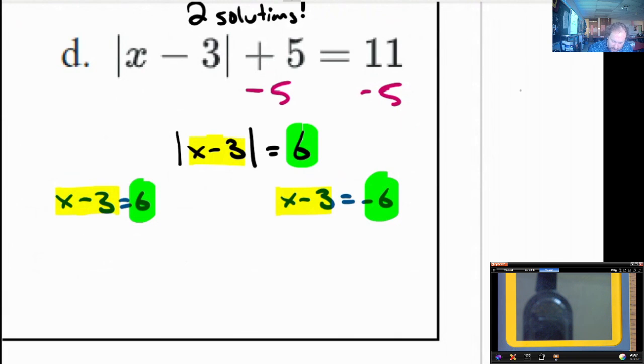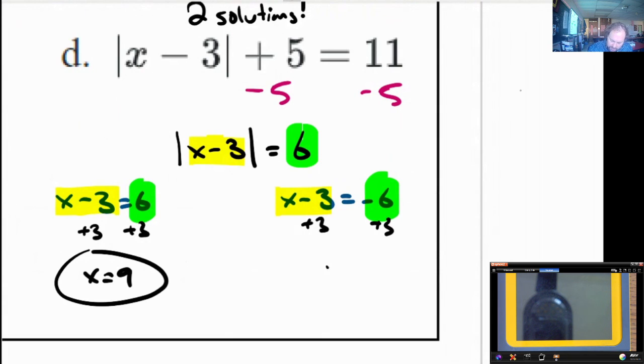And then from here, we just add the 3 to both sides. So we got x equals 9, and we got x equals negative 3. There you go.